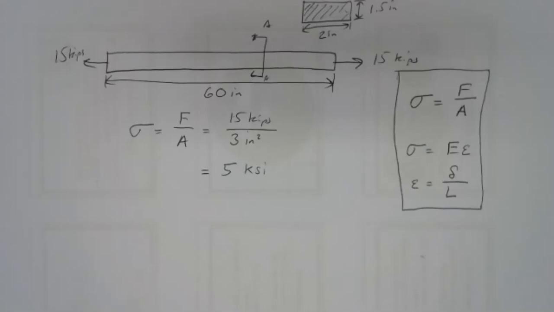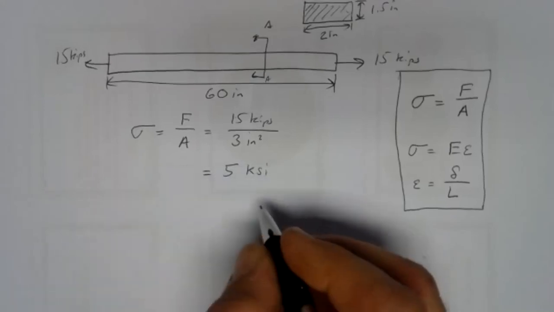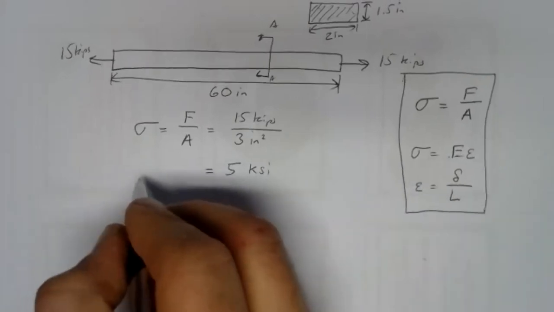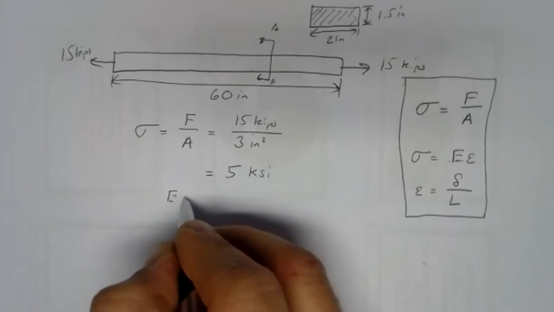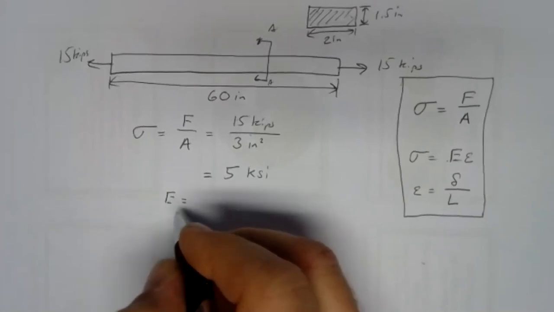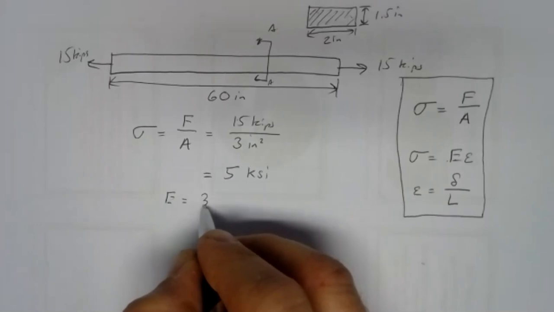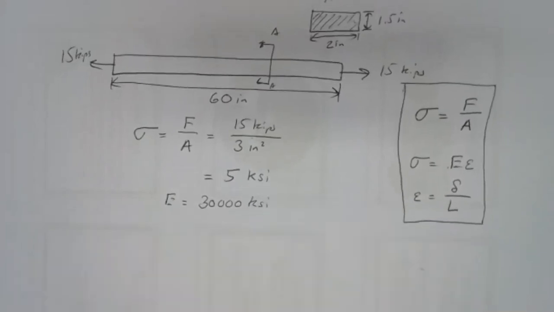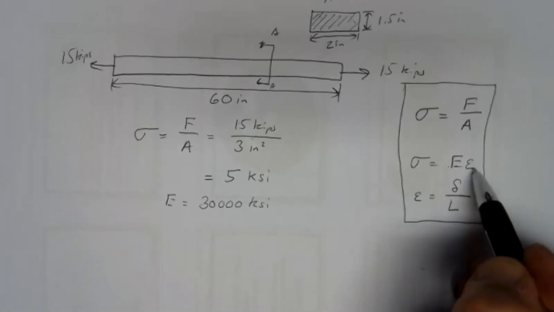So we can proceed. So let's take a look at the strain. Well, stress and strain are related through Young's modulus, and Young's modulus depends on the material. So I need to know Young's modulus first. And according to my table, Young's modulus in KSI is 30,000. So 30,000 KSI, that's a pretty big number. That's 30 MSI.